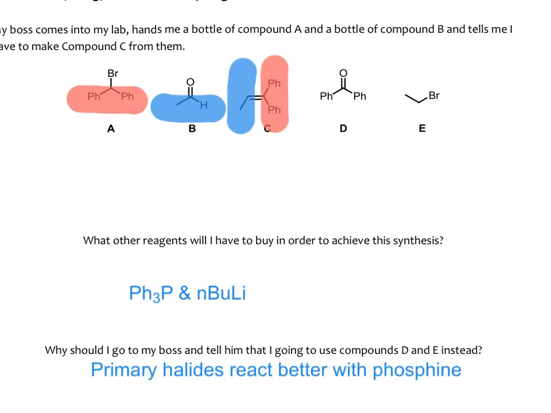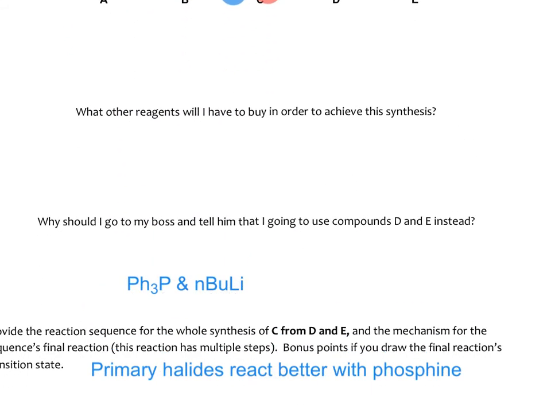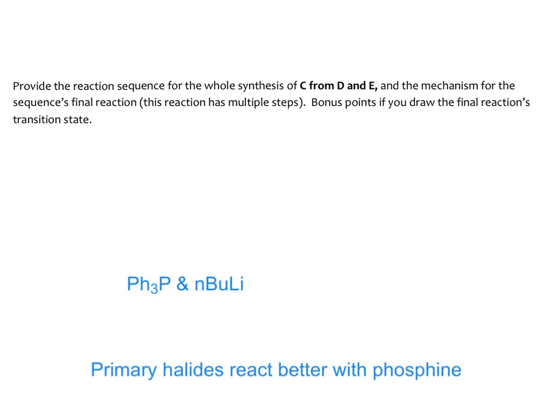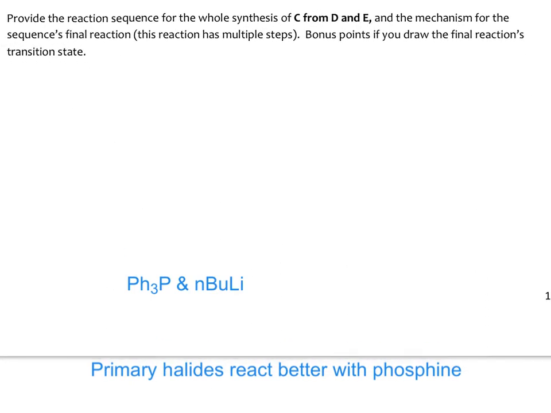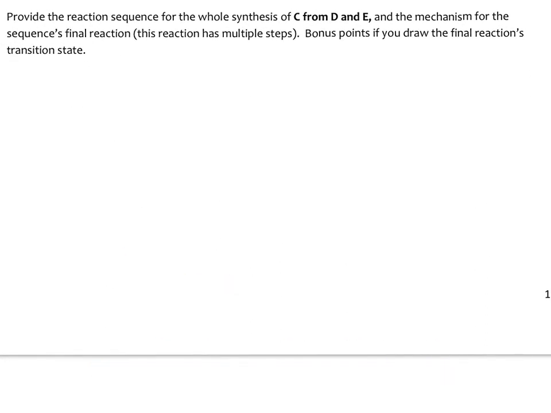Okay, so now we're ready for the last part of the question, which is a synthesis question. Let me just get this set up real fast. So provide the reaction sequence for the whole synthesis of C from D and E, and the mechanism for the sequence's final reaction. This sequence has multiple steps. Bonus points if you draw the final reaction's transition state. So this is a Wittig reaction.